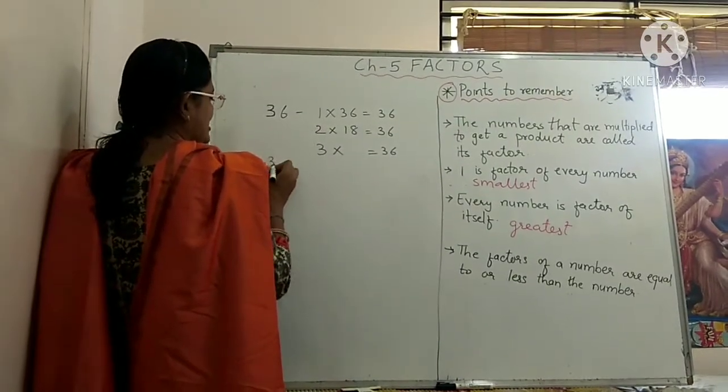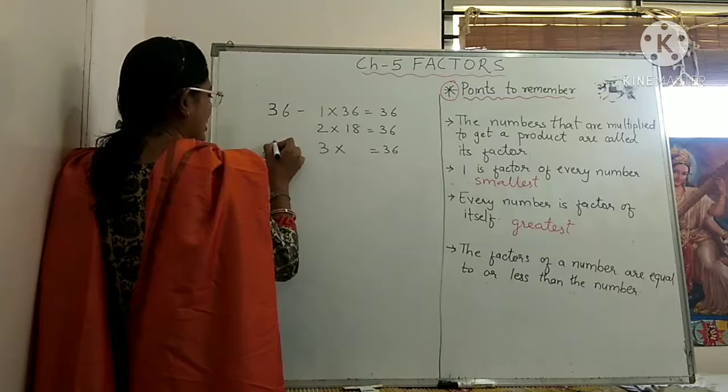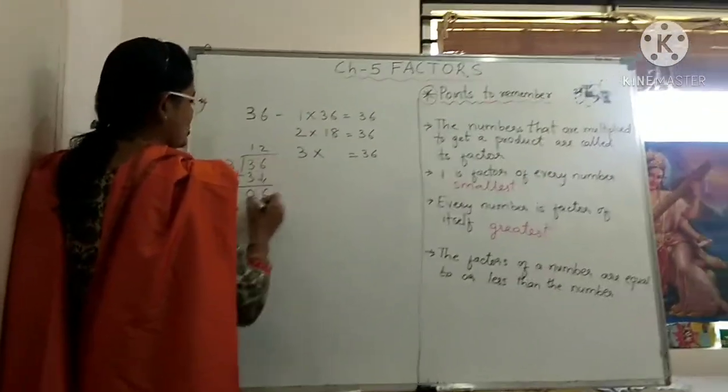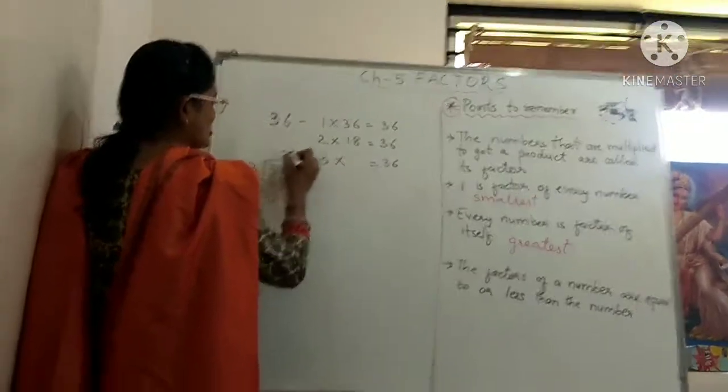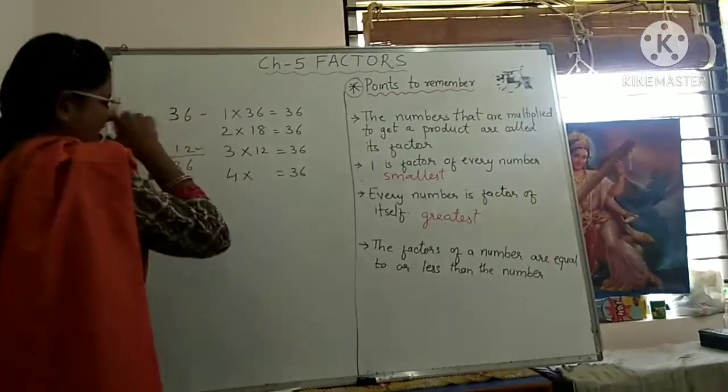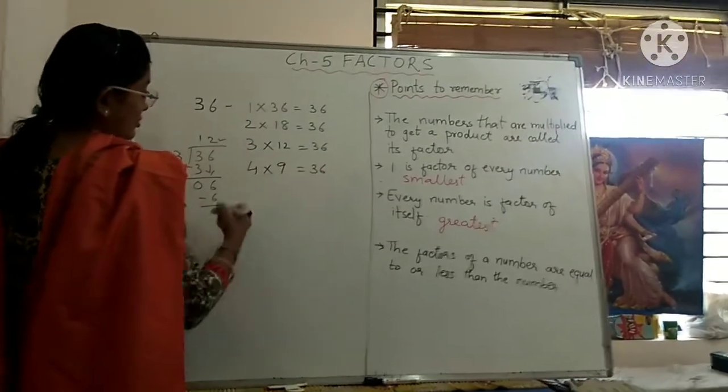Now 36 divided by 3. 3 1s are 3, minus, 0, 6 will come down. 3 2s are 6, minus, 0. So the answer is 12. 3 12s are 36. Now 4. 4 how many is 36? Now this is very simple. 4 9s are 36. Everyone knows. Still, if you want, you can do division for that.